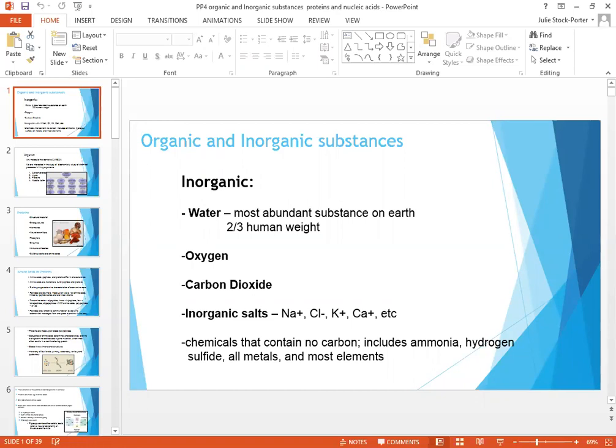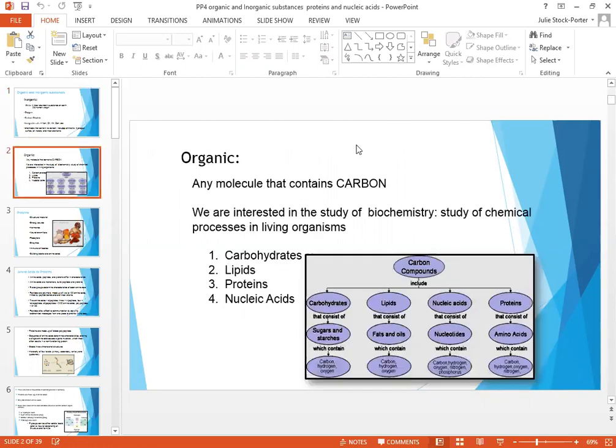Chapters 3 and 4 are what we're looking at this week, and they hit mostly on the organic compounds, but I just like to throw the inorganic compounds in there to let you know that it's not just about the organics. With that said, let's go ahead and move into our organic compounds.